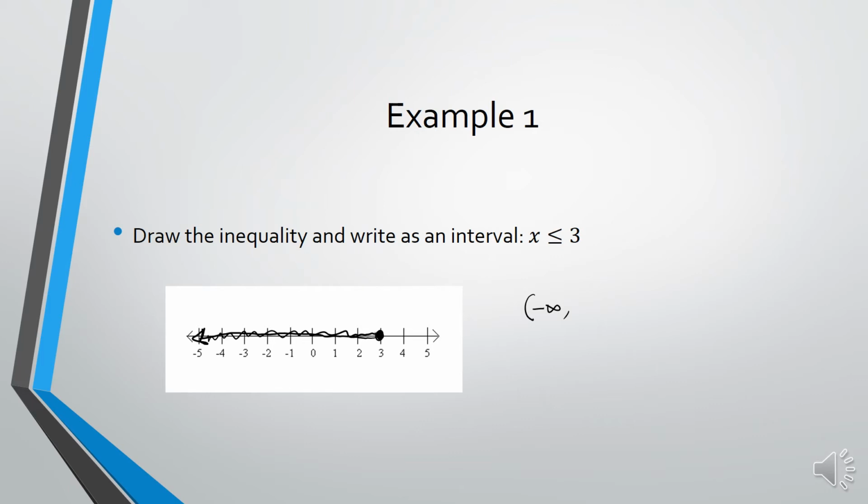It's just an idea. Now I say how far right could x go? Well, the highest that x can be is 3. And we said that it could be equal to 3 if it wanted to. So that's where we use the square brackets.